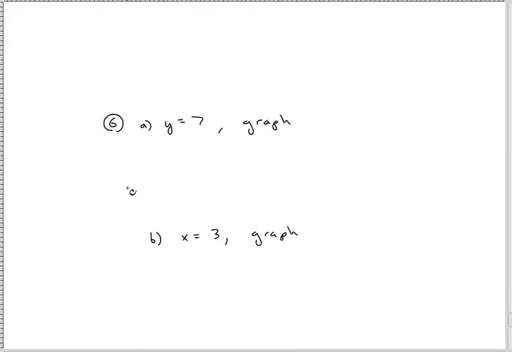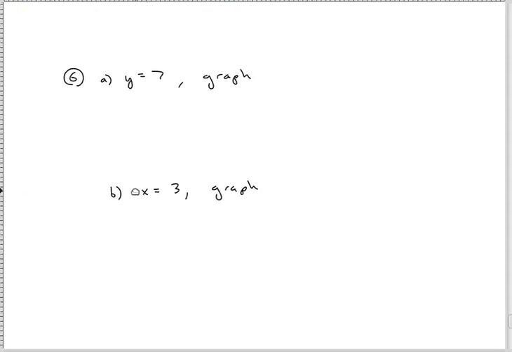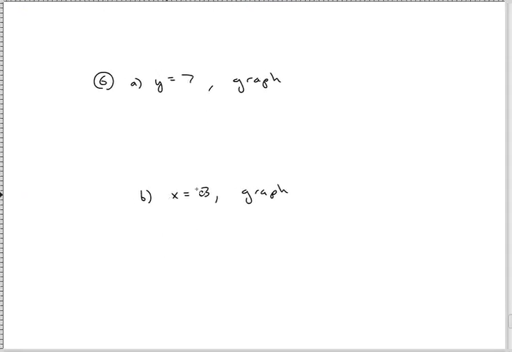Next problem. All right. So here they want to graph these two strange ones. They are very strange. Not hard, just strange. Notice that you have no slope here. Y equals 7 just means you go up to 7. 1, 2, 3, 4, 5, 6, 7. And there you go. Not hard. There's your graph. Keep cruising.